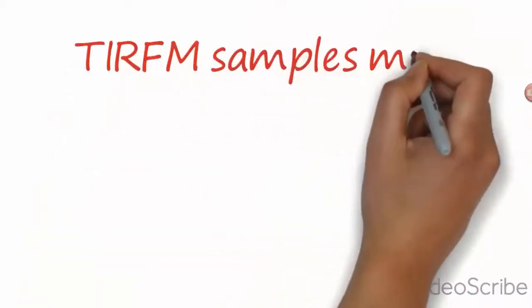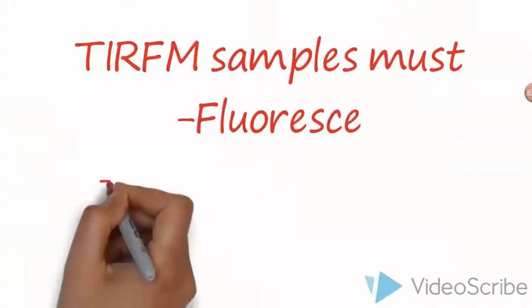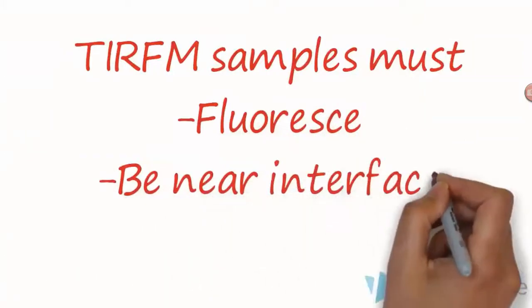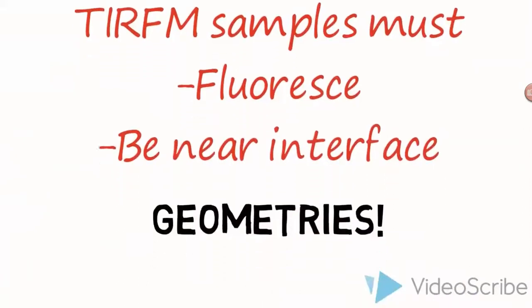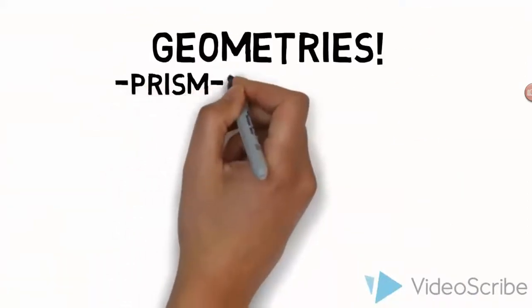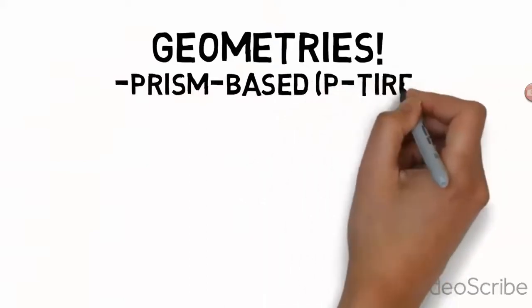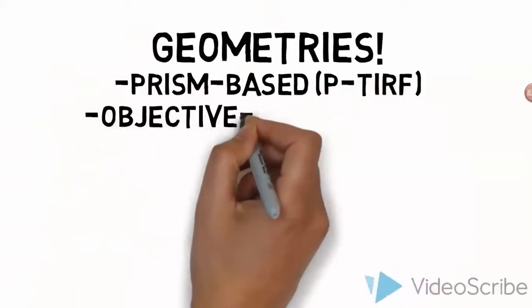TIRF-M works for samples that fluoresce and are close to an interface. There are several different geometries that can be used for this technique, and I will be discussing the two most common, prism-based and objective-based. Prism-based TIRF was the first type of geometry used for studying interfaces.